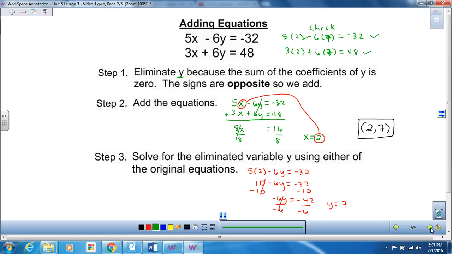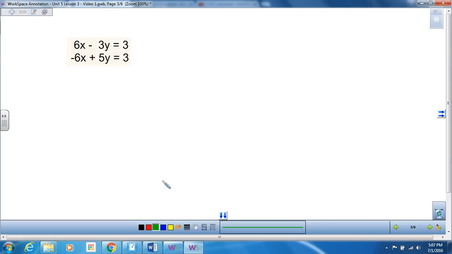Okay, so let's practice another one. This time I want to eliminate x because those are the opposites. They're the same number, opposite signs. It's not always going to be 6 and negative 6. It could be any number. Then add down. So negative 3 plus 5 is 2y. 3 plus 3 is 6. Divide by 2. Y equals 3.